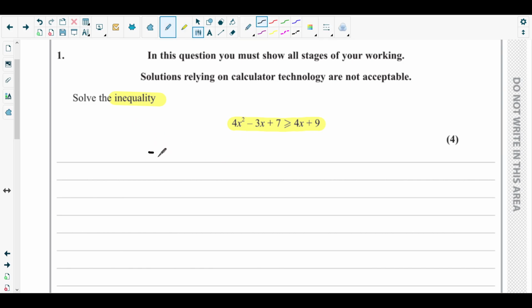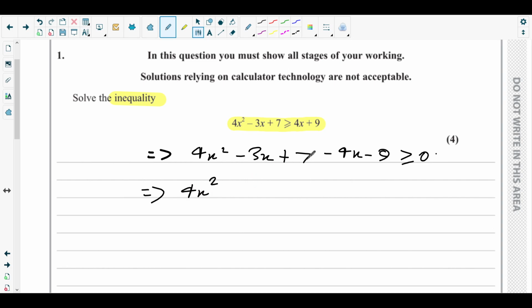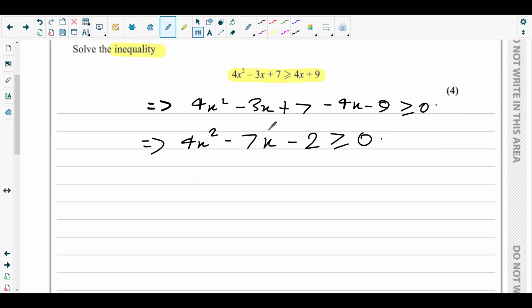Let's start. What we can do at first is take all the terms on the same side. So 4x² − 3x + 7 − 4x − 9 ≥ 0. 4x² is a single term, −3x − 4x gives you −7x, and then 7 − 9 is −2, so ≥ 0. Fine. So this is the simplified quadratic inequality we found from the given one.